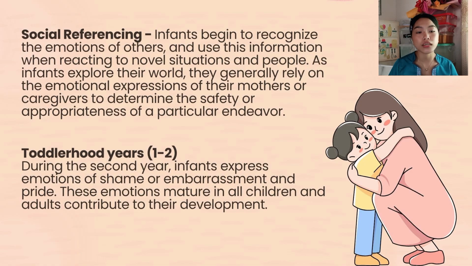Okay, so we have here toddlerhood, years 1 to 2. During the second year, infants express emotions of shame, embarrassment, and pride. These emotions mature in all children, and adults contribute to their development. So that's just what I have said earlier. If, for example, they drop something, they already know the consequences of their actions, so they feel shame or embarrassment because they know that this certain thing that they have done is not appropriate, so they feel shy about it, especially if their mom or their dad tries to scold them for it.